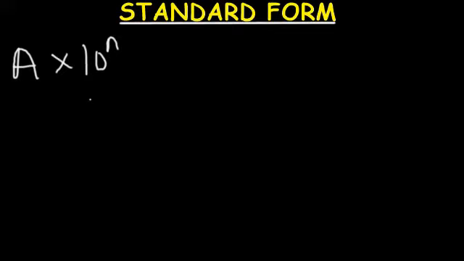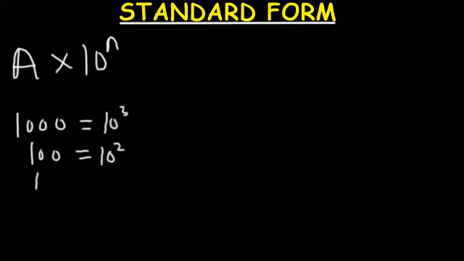Before we get into that, let's talk about some basic multiples of 10 that are written in index form. So let's start with 1000. What is the index form of 1000? This simply equals 10 to the power of 3. Now, what about 100? 100 is simply 10 to the power of 2, and 10 is 10 to the power of 1. Now, what about single 1? 1 is equal to 10 to the power of 0.